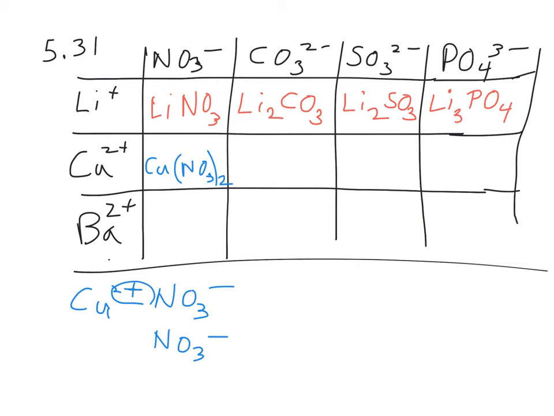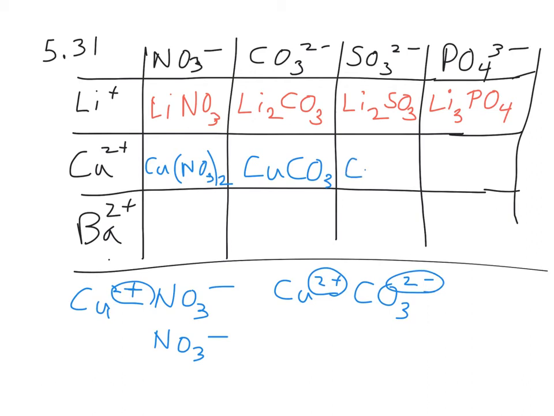Then I've got copper, 2 plus, forming a compound with carbonate, 2 negative. It's a 1-to-1 ratio, so CO3, because the positive 2 is counterbalanced by that negative 2, so it's a 1-to-1 ratio. Same's going to be true for the sulfate. Perhaps the most difficult one is going to be this one here.